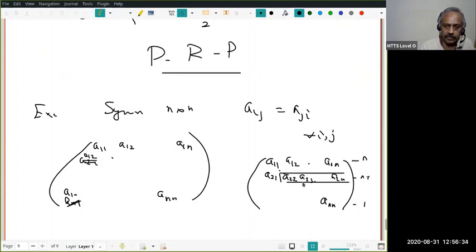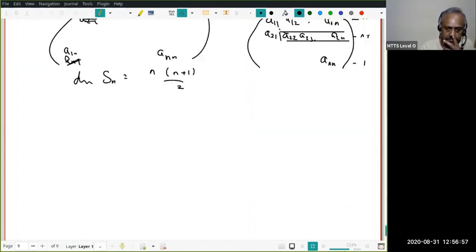Okay. Therefore, how many coordinates do I need to determine an n cross n symmetric matrix? n plus n minus 1 plus n minus 2, etc., plus 1. That is n into n plus 1 by 2. Okay, therefore the dimension of symmetric matrices, call it Sn, is n into n plus 1 by 2.